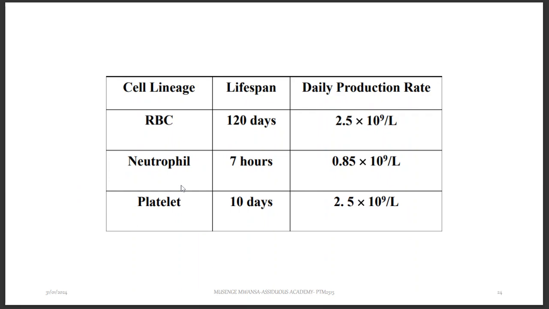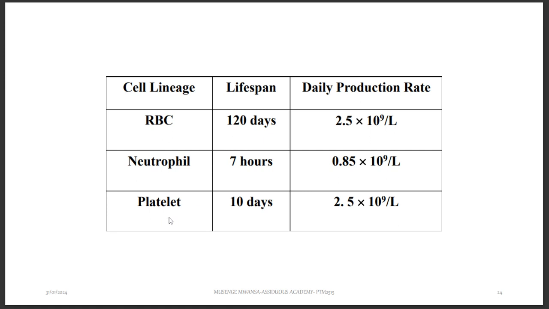Red blood cells have a lifespan of 120 days, and they are produced at a rate of about 2.5 times 10^9 per liter. This is how much you produce in a day. Neutrophils have a lifespan of 7 hours, meaning that within a day, if they are produced, they will die.